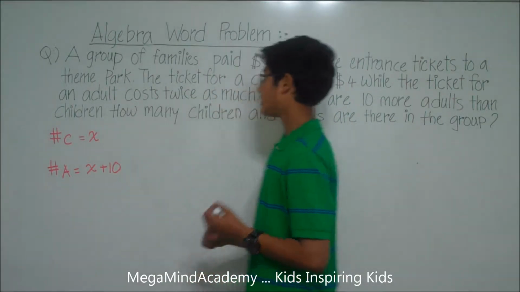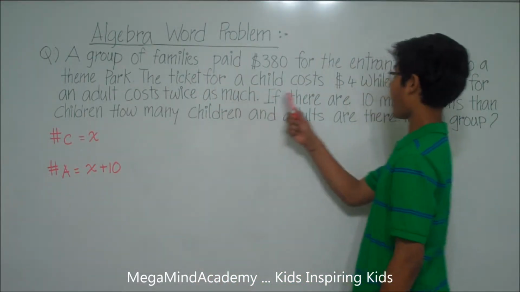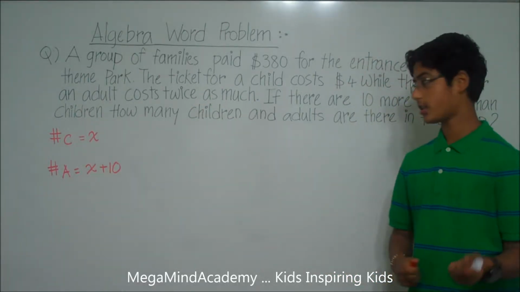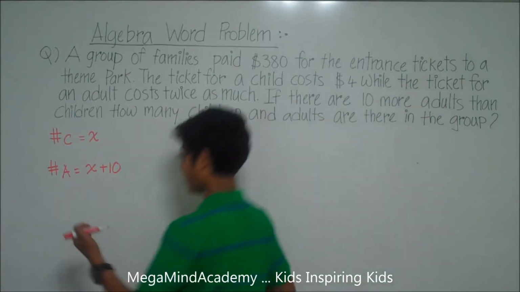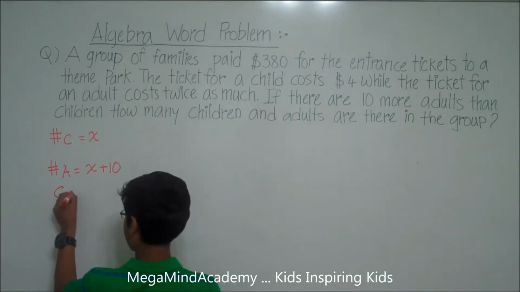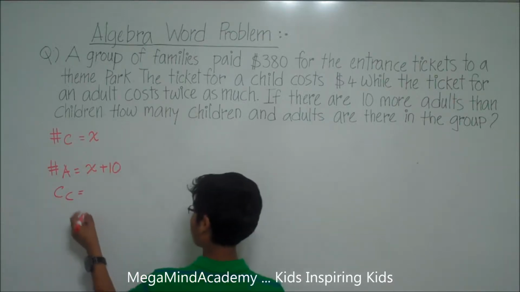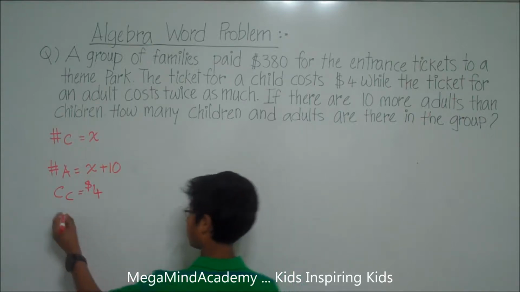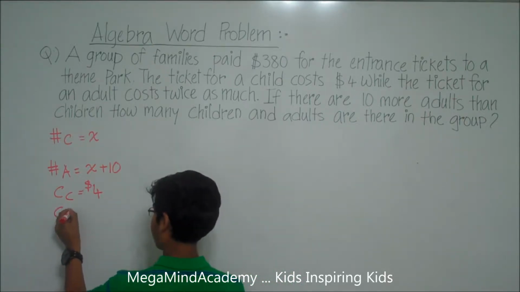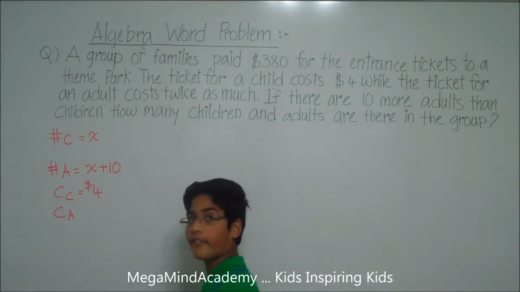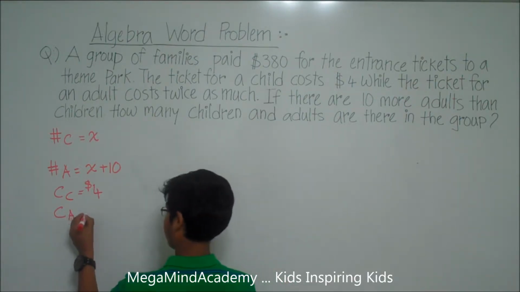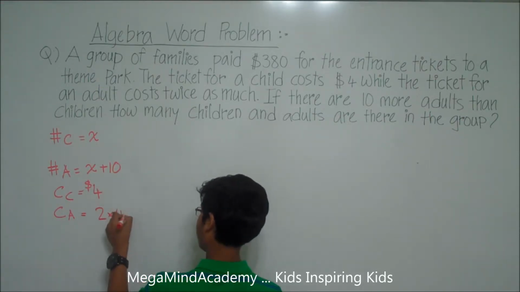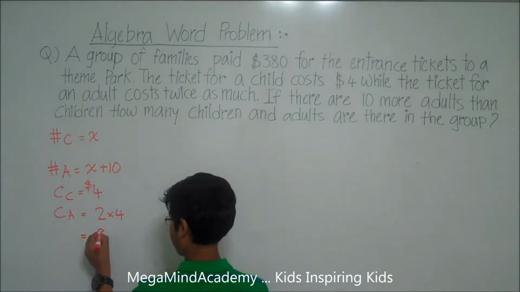The problem also states that the tickets for a child cost $4 while the tickets for an adult cost twice as much. So the child's cost, C for cost, is equal to $4, while the cost for an adult is twice as much. So the cost of an adult is equal to 2 times 4, the cost of a child, which is equal to $8.